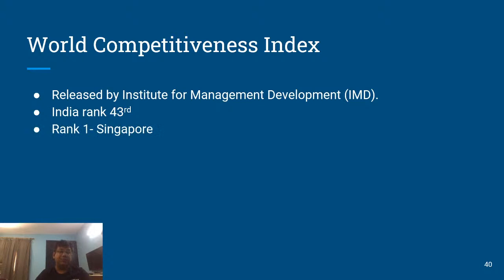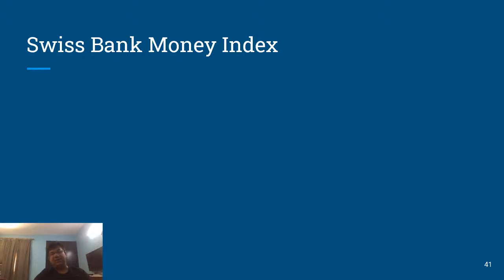Rank one is Singapore. So I told you this is one small Asian country which does exceedingly well. Some could say it pulls above its weight. I wouldn't say so. I think it's a very developed country. It's Asian, but it's as developed as any Western country. So Singapore is rank one. This is another index where we've actually done pretty well.